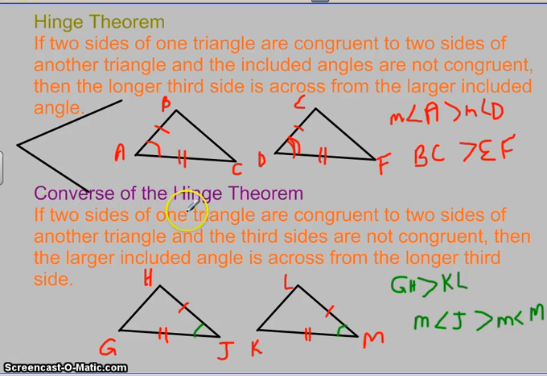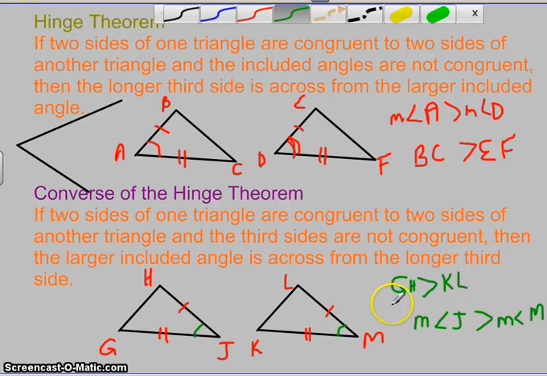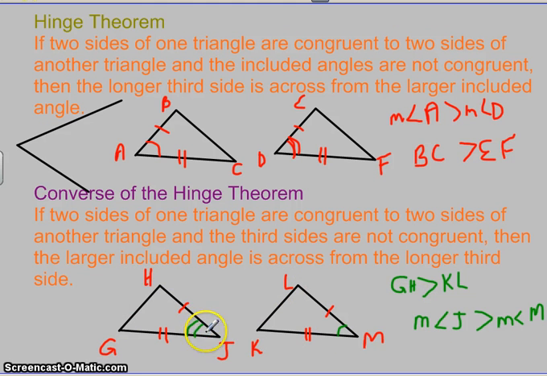It would be if two sides of one triangle are congruent to two sides of another triangle, and the third sides are not congruent, then the larger included angle is across from the larger side. Okay, so again, these two shouldn't be marked congruent. This says that JH is longer than KL. So therefore, this angle J would have to be larger than angle M. So again, pretty closely related to one another. But that's our major concepts.